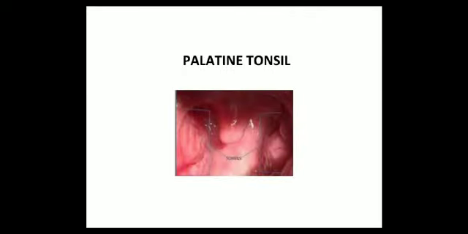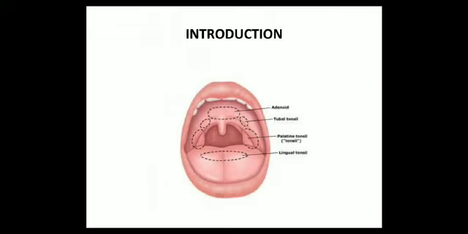So, now we will discuss the palatine tonsil. The palatine tonsil is an aggregation of lymphoid tissue and it is a part of Waldeyer's ring. Waldeyer's ring is a group of lymphoid tissue around the oral cavity, that includes the lingual tonsil, the palatine tonsil which is more important, the tubal tonsils and the adenoids.